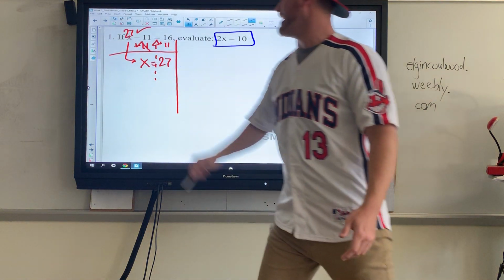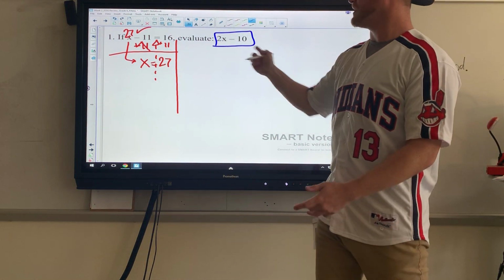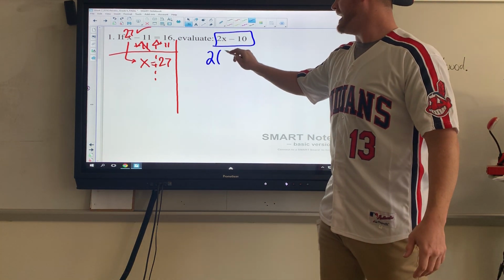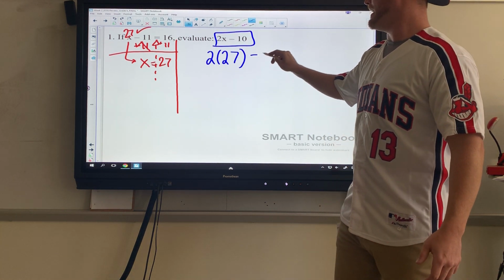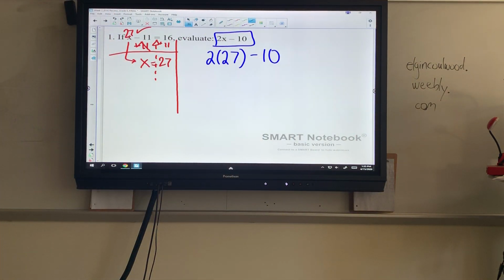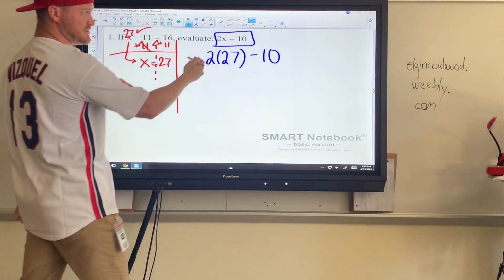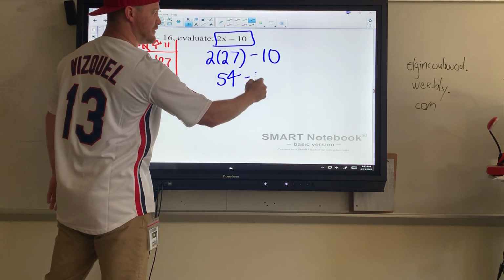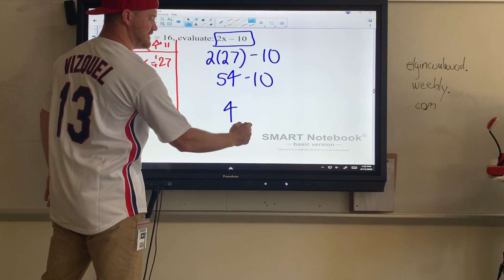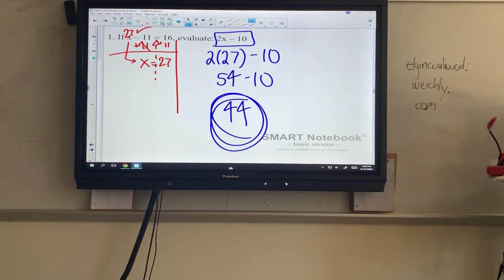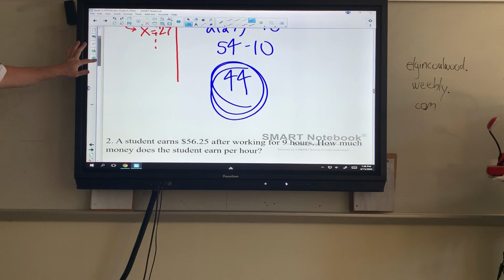So now that we know that x is 27, we're just going to rewrite this expression. 2x means 2 times x. So that's 2 times 27 minus 10. Order of operations, we know that multiplication comes before subtraction. So 2 times 27 is 54. Drop the rest of the problem down. 54 minus 10 is going to give you a total of 44. So for number 1, she got 44.